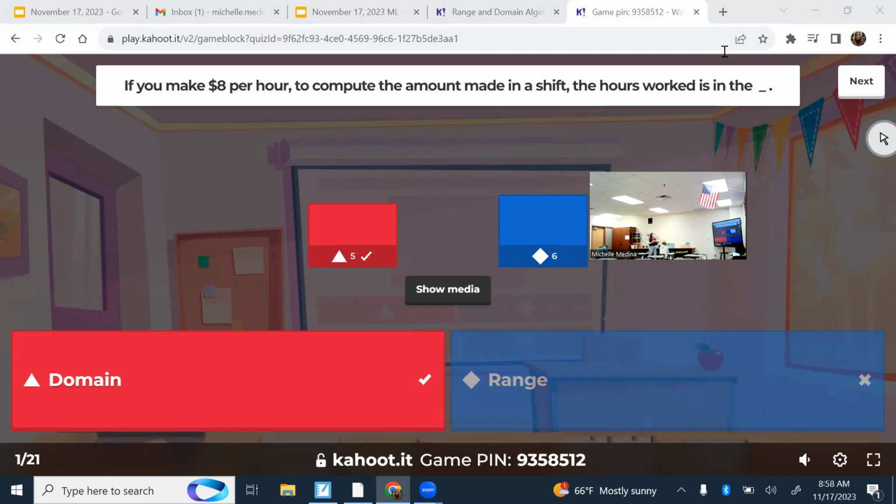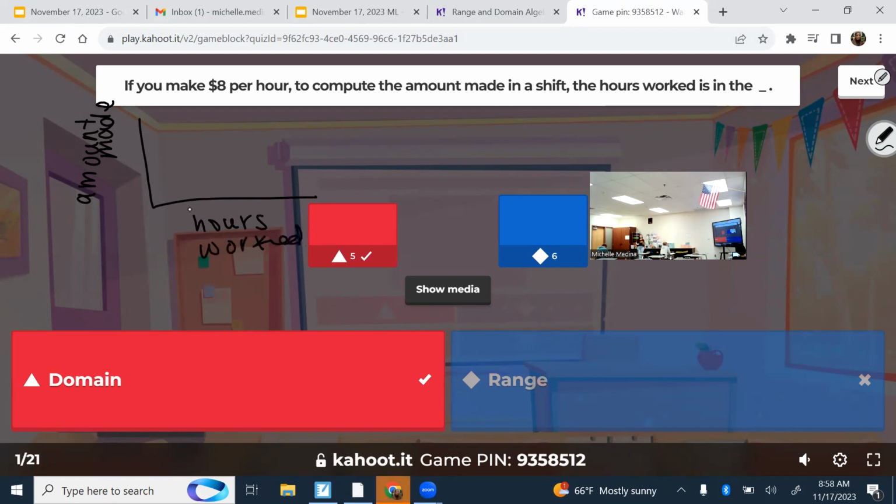So say I was going to graph this. I'm comparing what two things in this situation? What are my variables? Okay, so where would I put the amount made? Would I put that on my y-axis or my x-axis? Good. Because the amount made depends on what exactly? So the hours worked. That's how you would graph it.